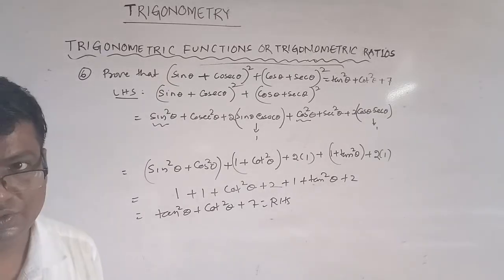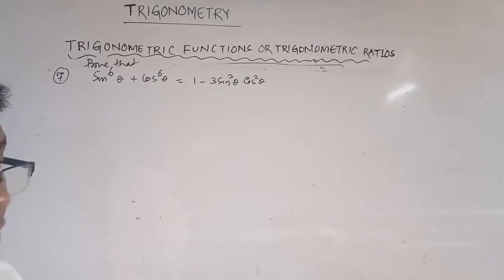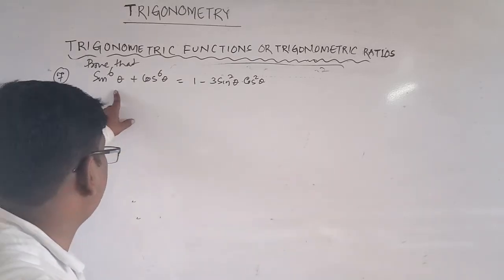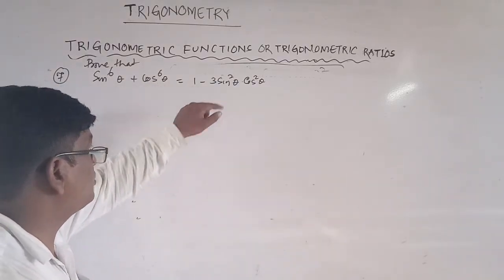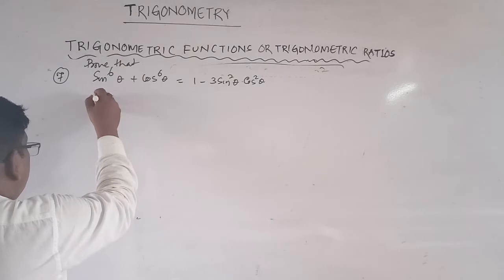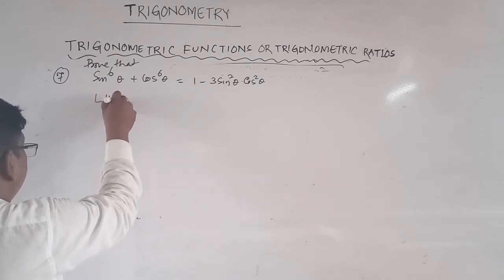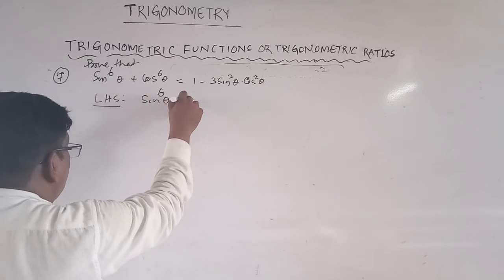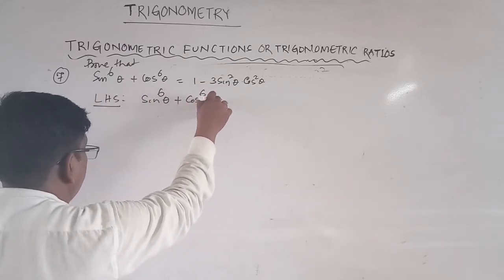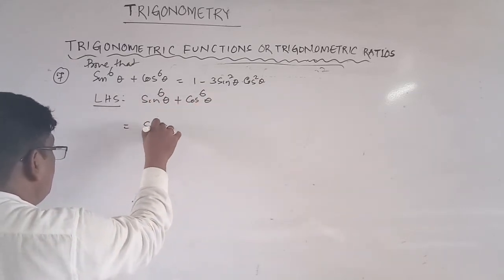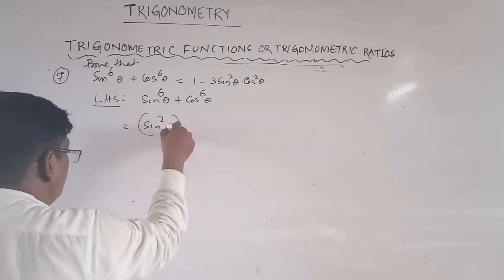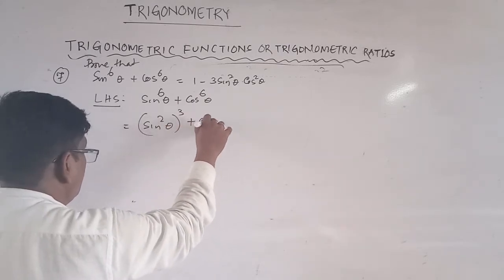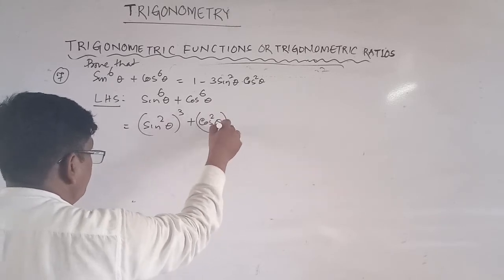And now another question. Prove that sin 6 theta plus cos 6 theta is equal to 1 minus 3 sin square theta into cos square theta. So left hand side, sin 6 theta plus cos 6 theta. We can write sin square theta whole cube plus cos square theta whole cube.